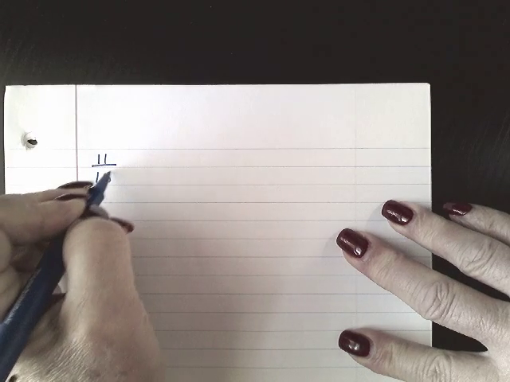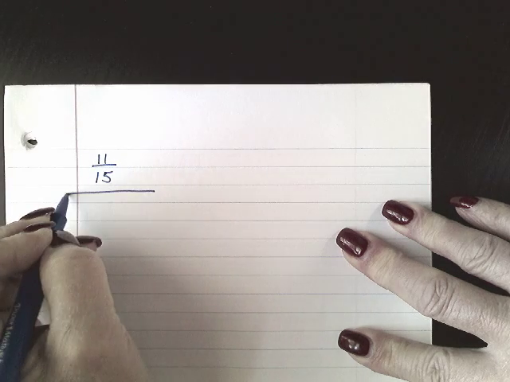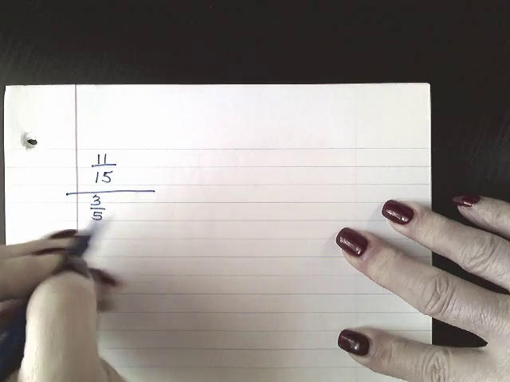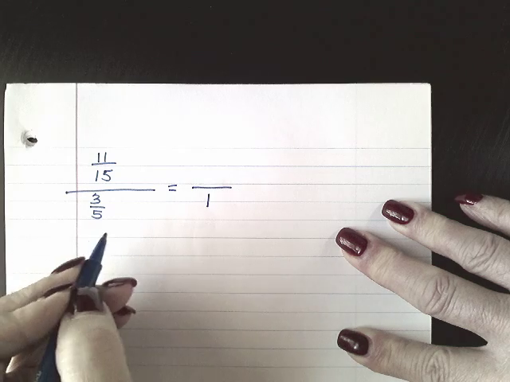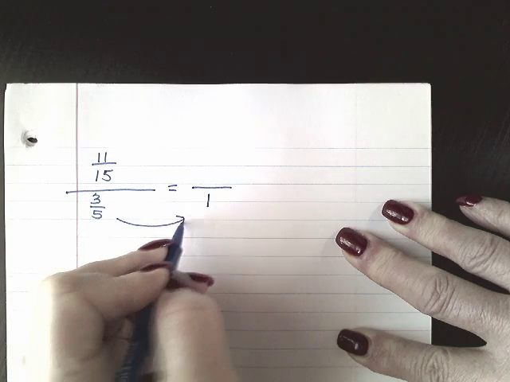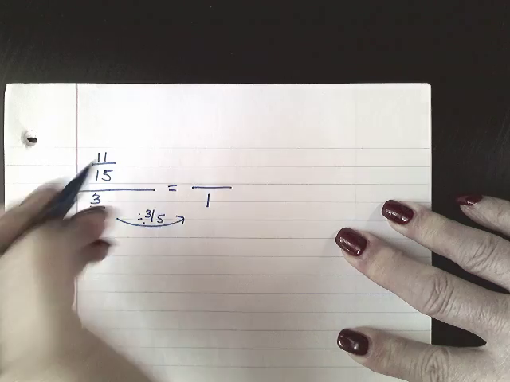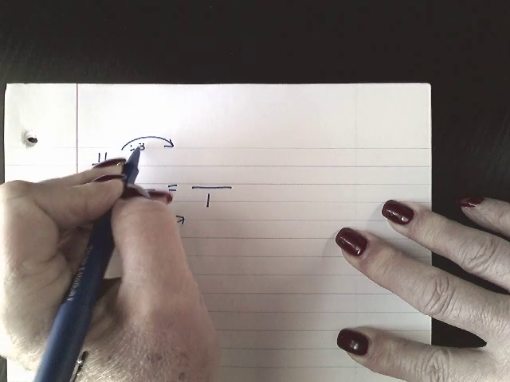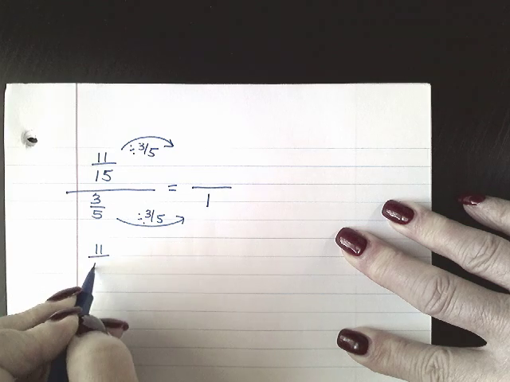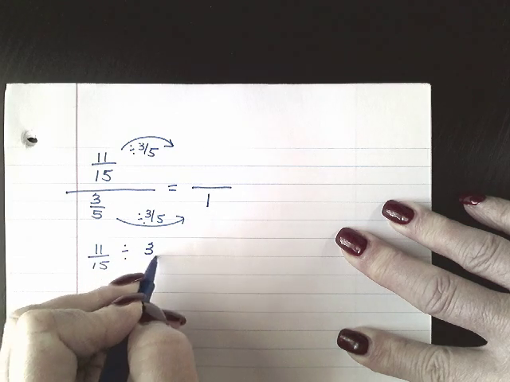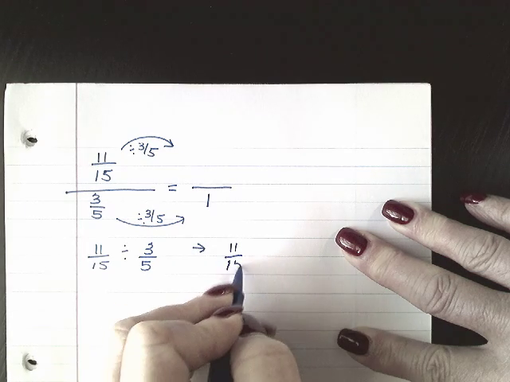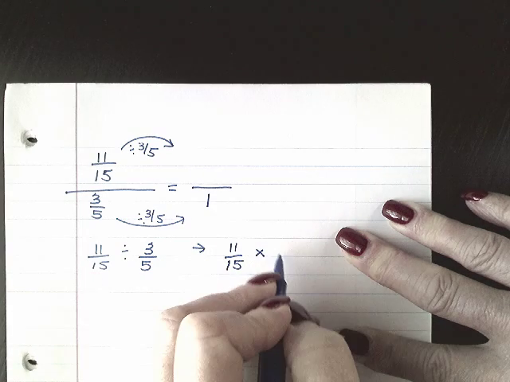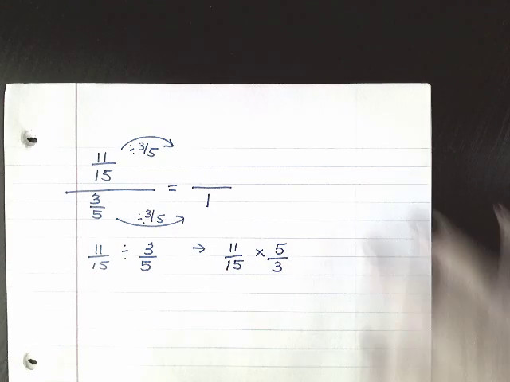What if we have 11/15 over 3/5? Okay, we are going to set that up to equal 1. We are going to divide by 3/5, and we are going to divide by 3/5. So 11/15 divided by 3/5. Now remember, dividing by 3/5 is the same as multiplying by its reciprocal, 5/3.